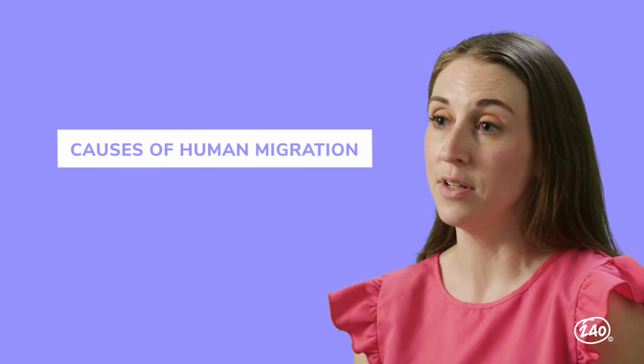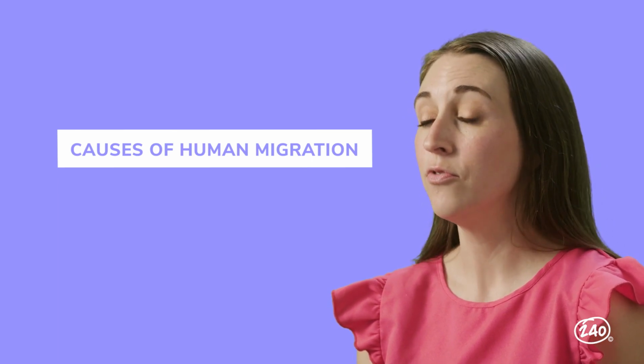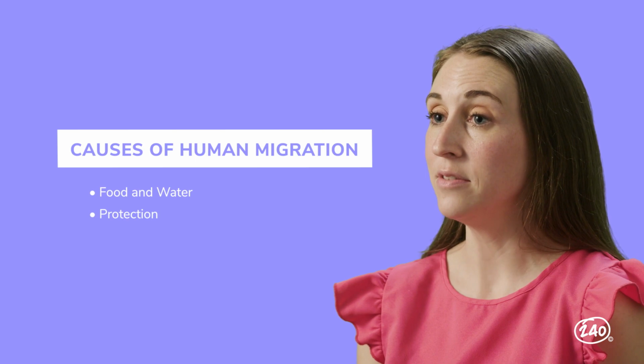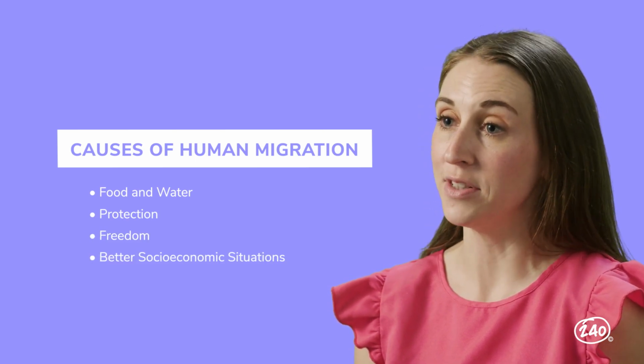Another thing you need to know, the causes of human migration. Specifically, there are four main reasons humans move: food and water, protection, freedom, and better socioeconomic situations. So to tie this into a neat little bow, you'll need to know both where physical features are on a map and how this affects humans and their behavior.